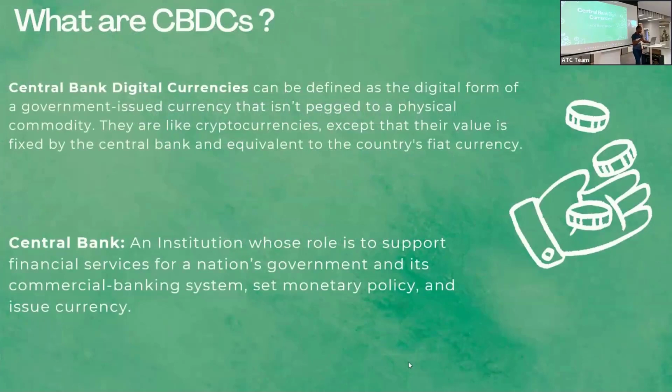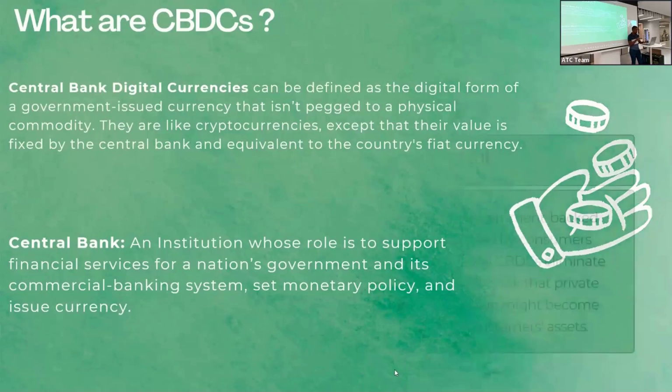Central bank digital currencies, or CBDCs, can be defined as a digital form of government-issued currency that isn't pegged to a physical commodity. They are like cryptocurrencies, except their value is fixed to a central bank and equivalent of the country's fiat currency. Just to give context, a central bank is an institution whose role is to support financial services for a nation's government and its commercial banking system, to set monetary policy and to issue currency.